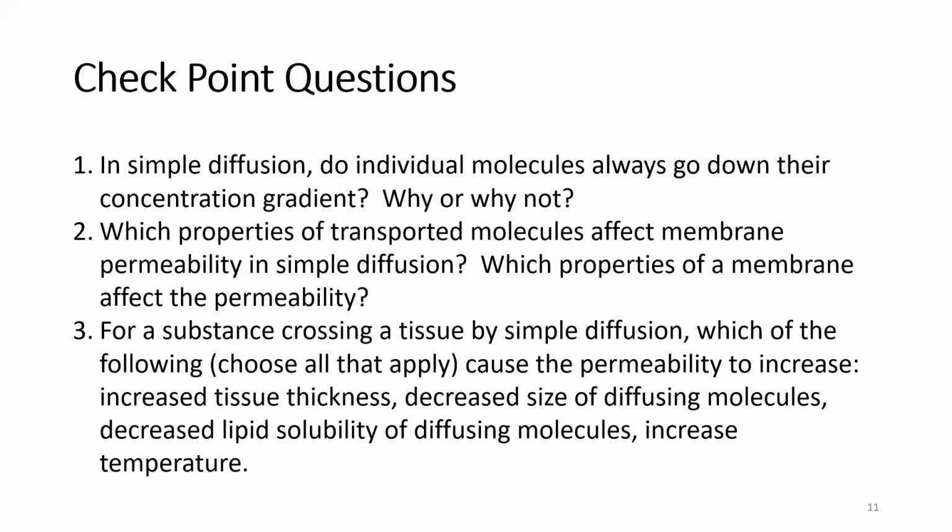Okay. Number 3, for a substance crossing a tissue by simple diffusion, which of the following, choose all that apply, cause the permeability to increase. So we've got increased tissue thickness, decreased size of diffusing molecules, decreased lipid solubility of diffusing molecules, and then increased temperature. So which of these would cause the permeability to increase?